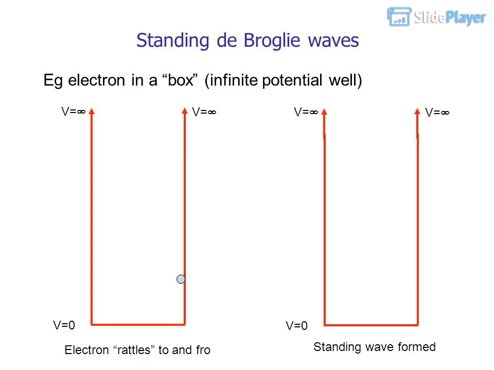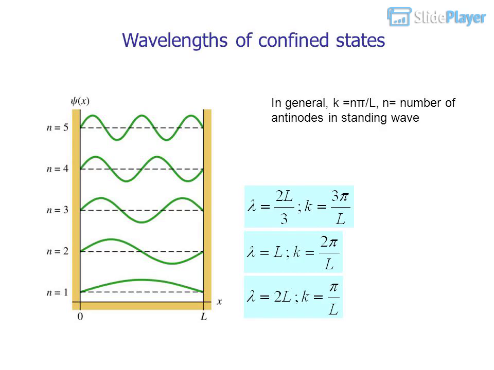Standing de Broglie waves, e.g. electron in a box, infinite potential well, V equals 0 inside, V equals infinity outside. The electron rattles to and fro. Standing wave formed. Wavelengths of confined states. In general, k equals nπ/L, n equals number of antinodes in standing wave.